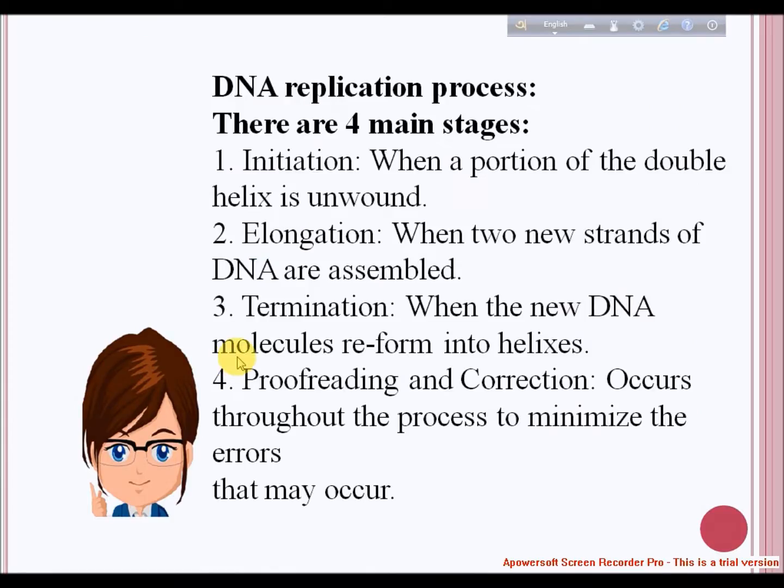Now I come to the DNA replication process. There are four main stages: initiation, when a portion of the double helix is unwound; elongation, when two new strands of DNA are assembled; termination, when the new DNA molecules reform into helices. The last one is proofreading, and correction occurs throughout the process to minimize the errors.